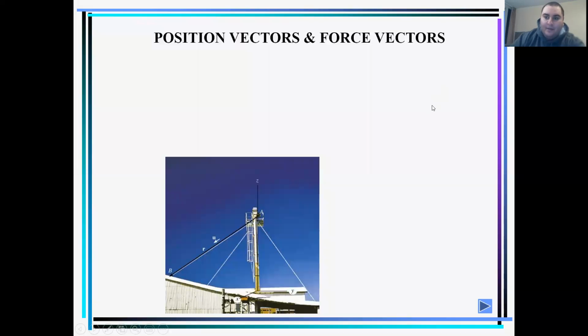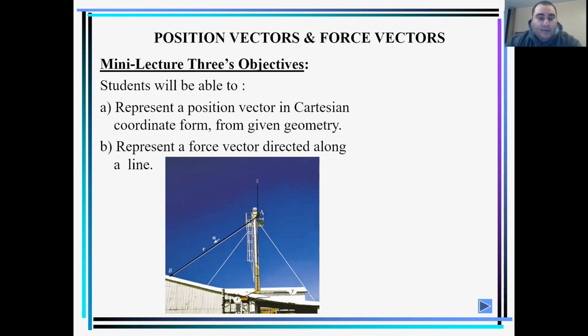Hey everyone, our third mini lecture is going to be about position vectors and force vectors. For our third mini lecture objectives, students will be able to represent a position vector in Cartesian coordinate form from a given geometry and represent a force vector directed along a line.